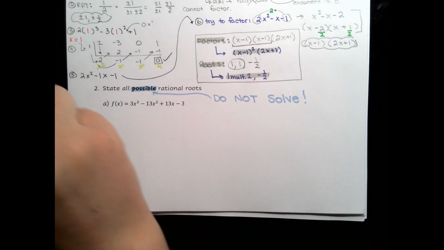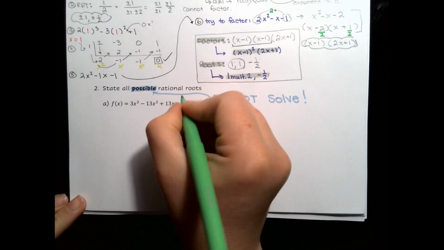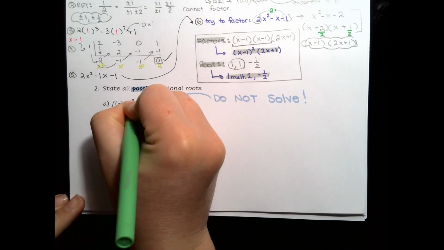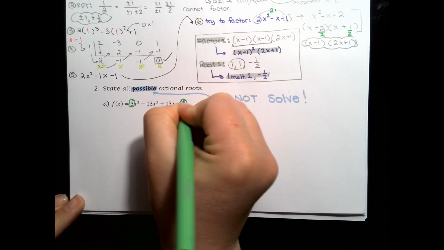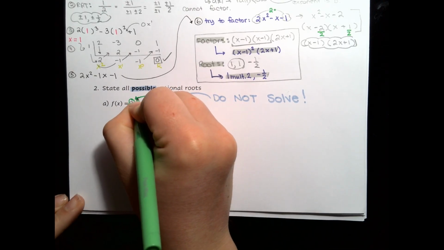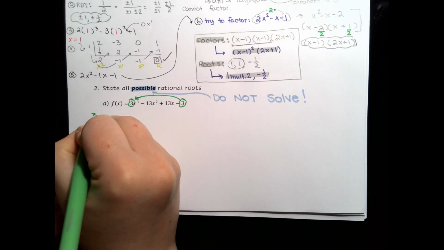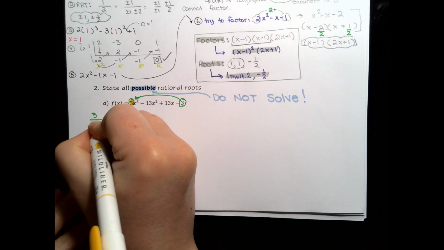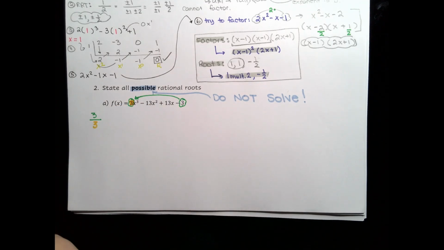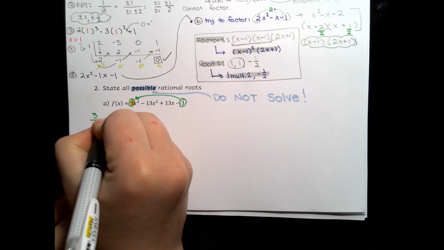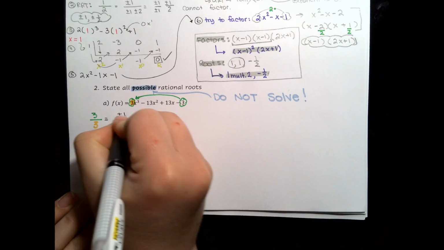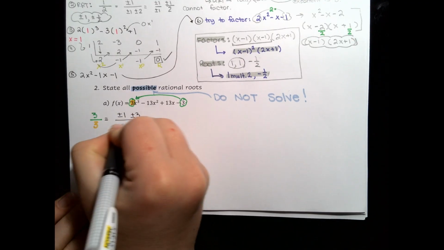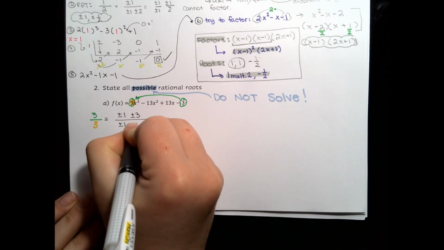So for step number 2, you're going to take your constant, your last term, and write it on top of your leading coefficient here. I'm going to highlight it so we can see the difference. And then you're going to write your factors. So plus or minus 1, plus or minus 3, plus or minus 1, plus or minus 3.